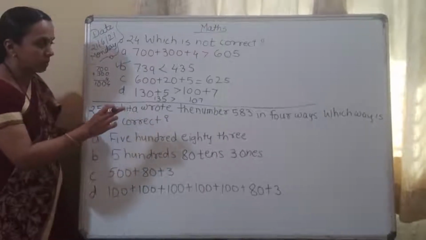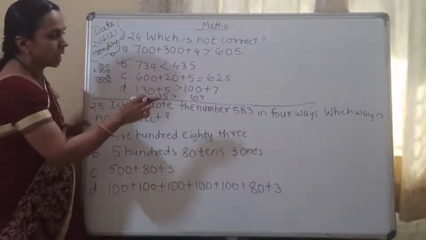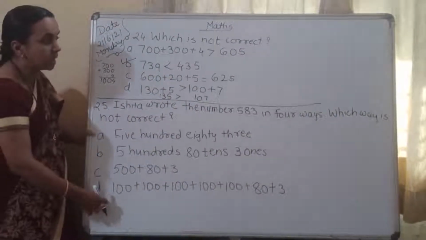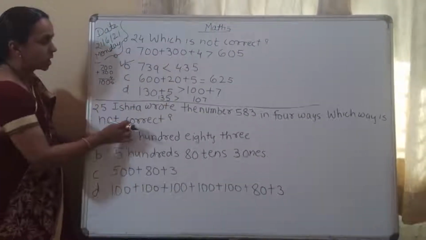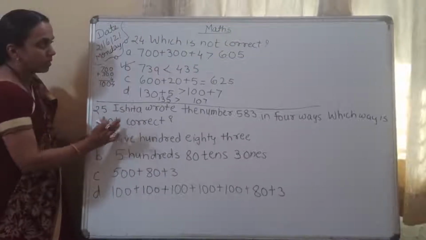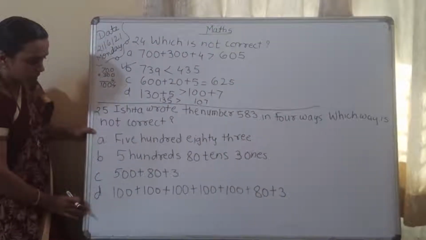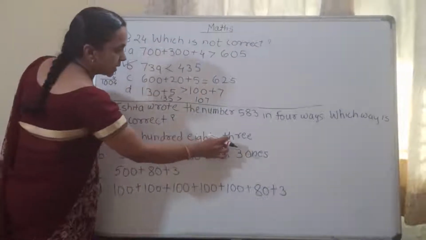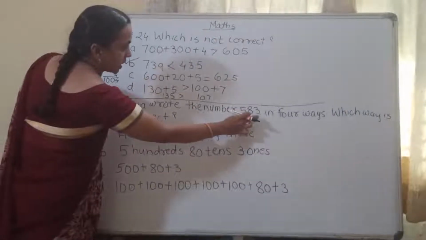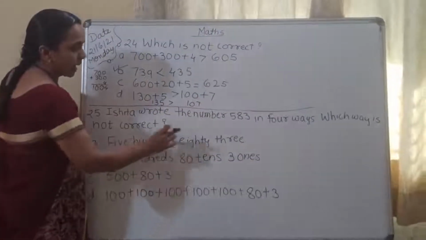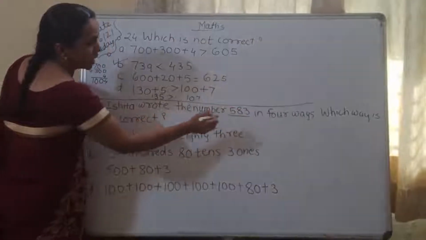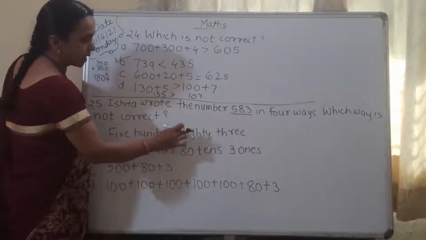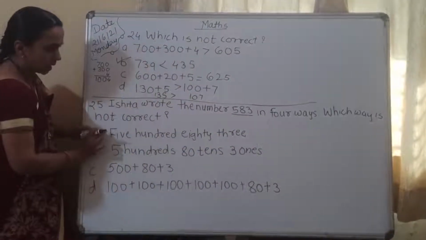Ishita wrote the number 583 in 4 ways. See A, B, C, D. Which way is not correct? Here also, we have to find the wrong option. 583. If we write this 583 in its number name, we will write it like this. This is the correct option.